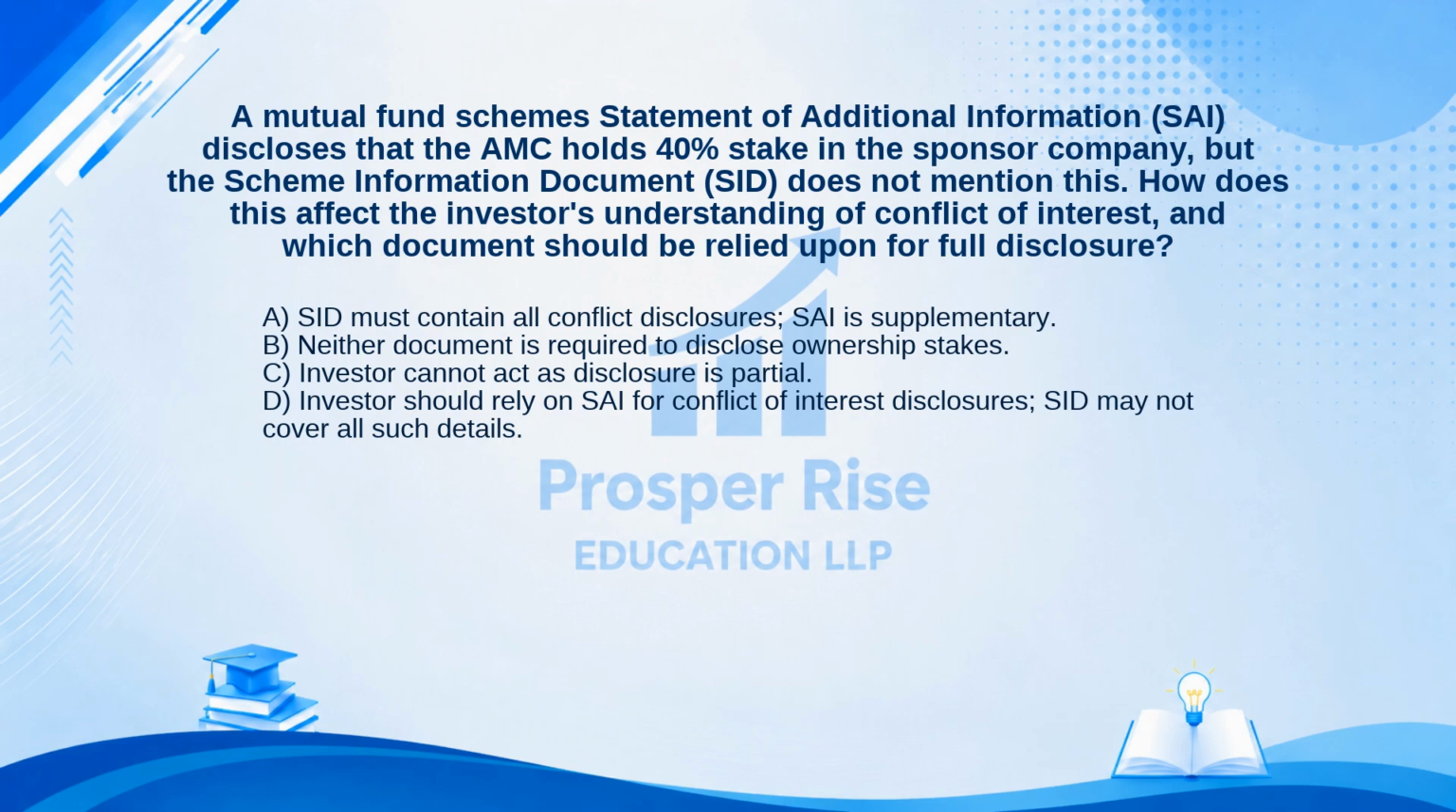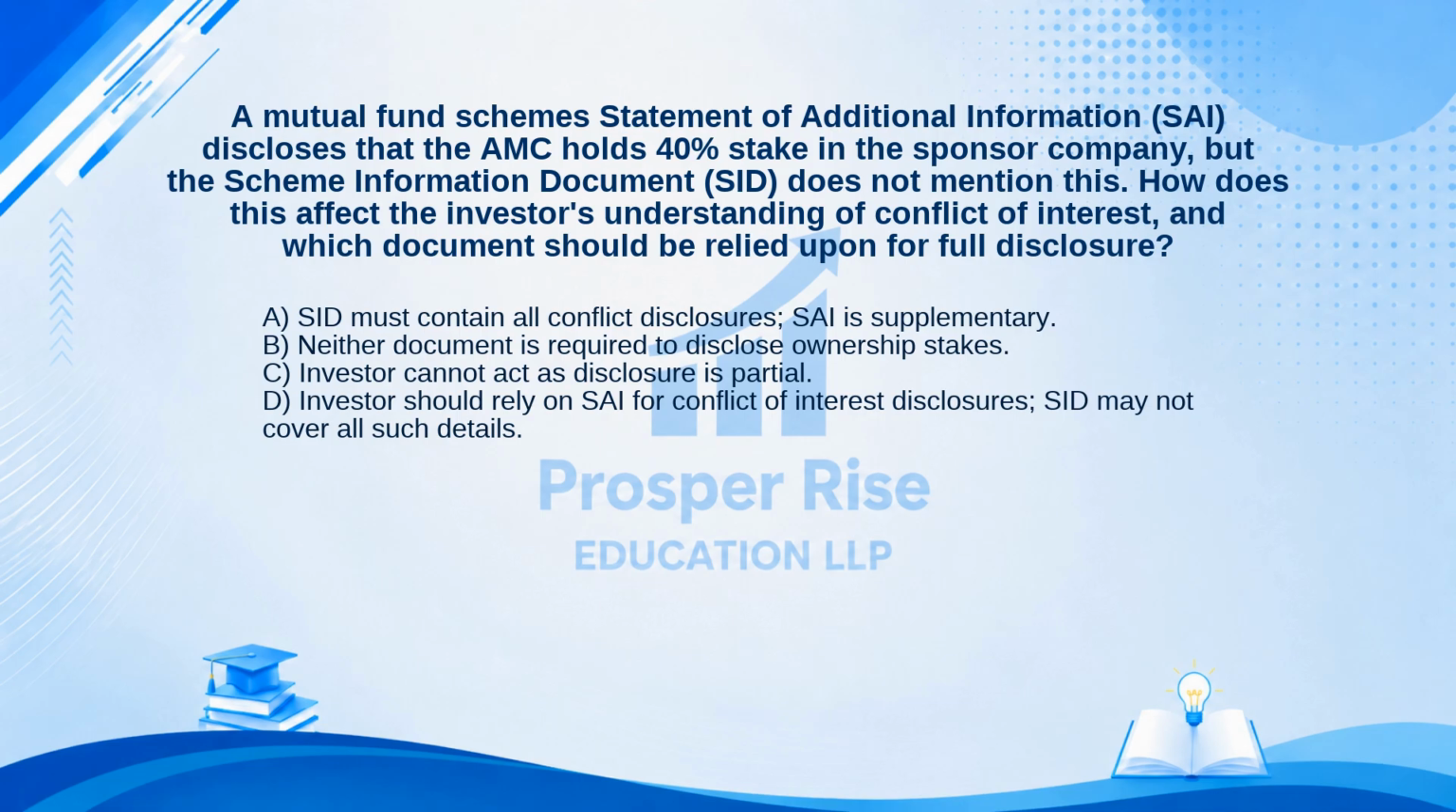A. SID must contain all conflict disclosures. SAI is supplementary. B. Neither document is required to disclose ownership stakes. C. Investor cannot act as disclosure is partial. Or D. Investor should rely on SAI for conflict of interest disclosures. SID may not cover all such details. Take a moment to pause the video and decide.